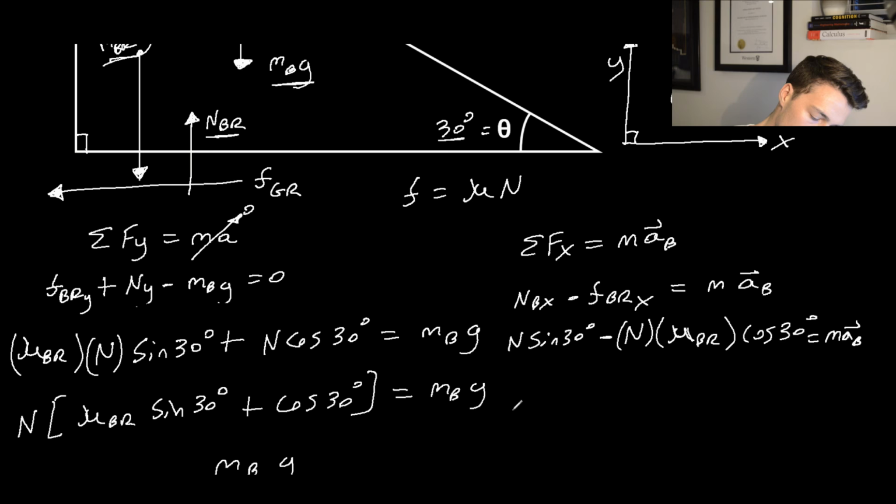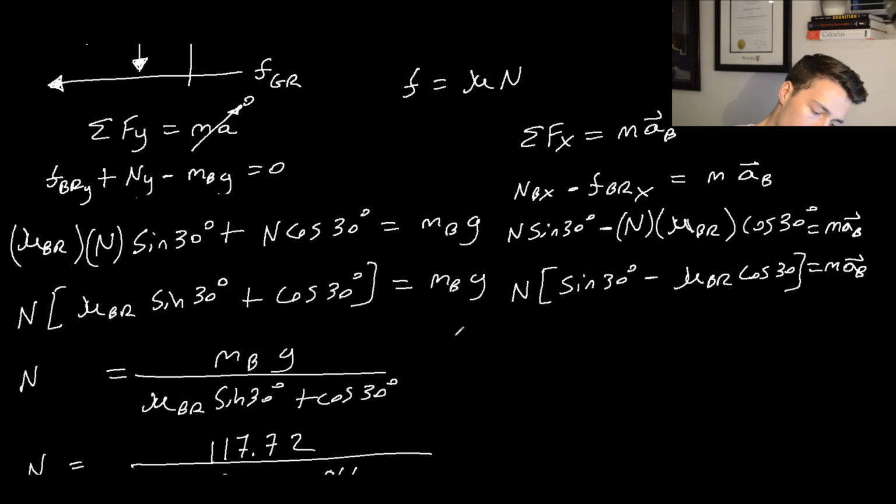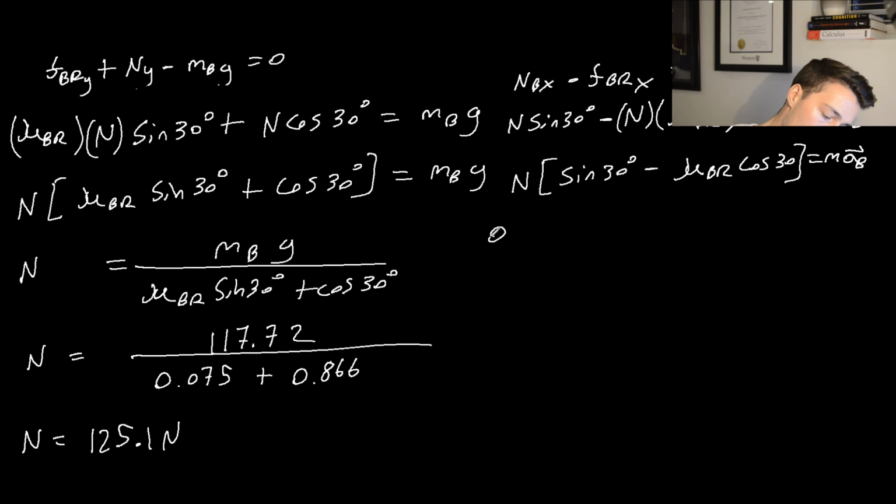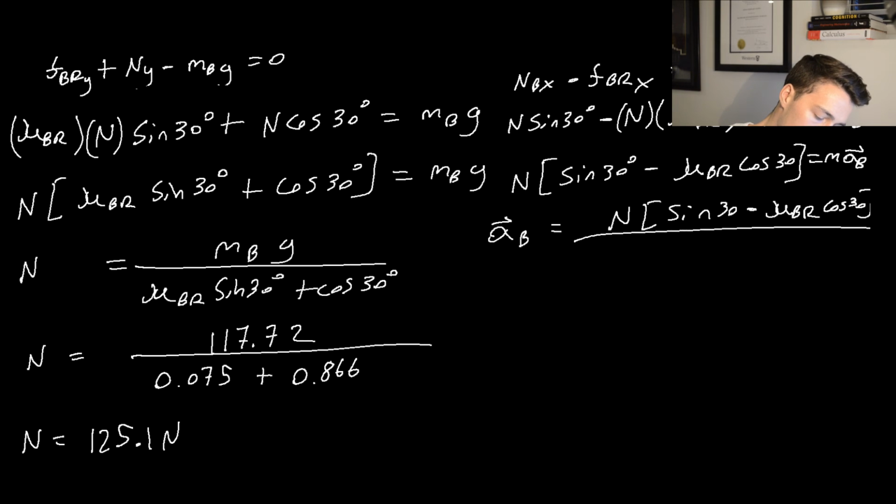Similar process, we're going to factor out an N: N times sine of 30 minus mu BR cos of 30 is equal to mass times acceleration. Alright, if I solve for acceleration, I'm going to get this whole expression: N times sine of 30 minus mu BR cos of 30, divided by the mass.